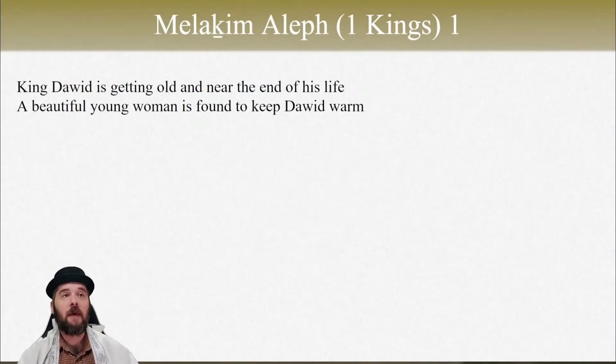So they go out and they look for a young woman to come in and keep him warm. So they find this beautiful young woman to come in and lay with him, keep him warm, but they didn't do anything other than that. We'll put it that way. She was just there to comfort him and tend to him and keep him warm. And her name was Abishag. That's going to be important here in just a minute.